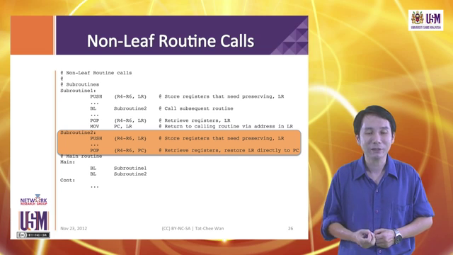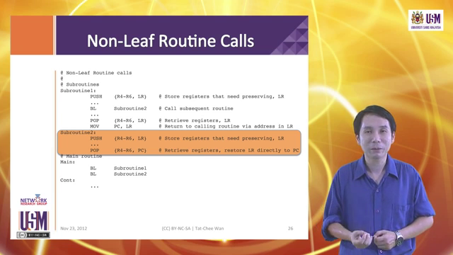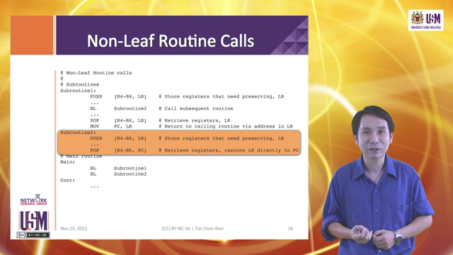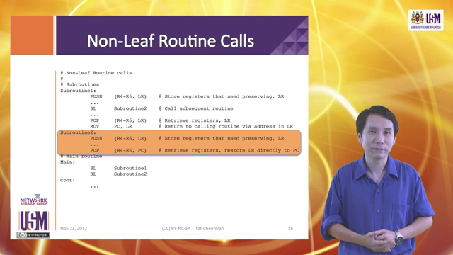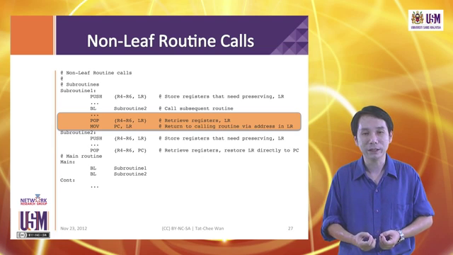Eventually, we reach the end of the subroutine and we will pop the value of the link register straight into the program counter. This will allow us to transfer control back to subroutine 1 in one instruction. We then continue execution of the rest of the instructions in subroutine 1.